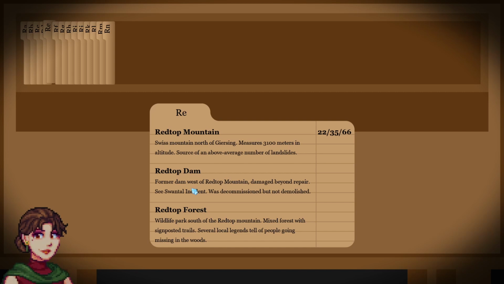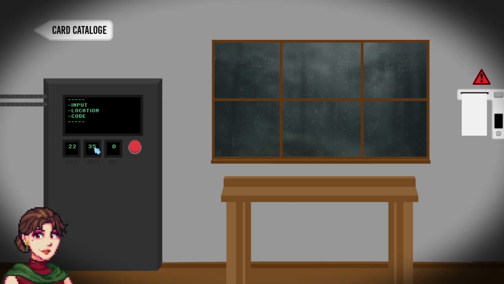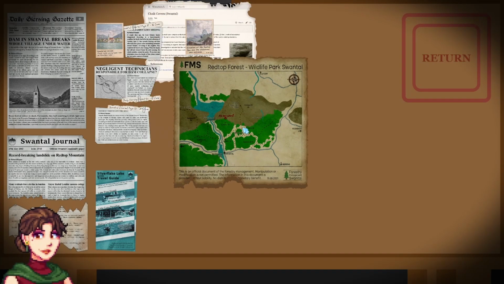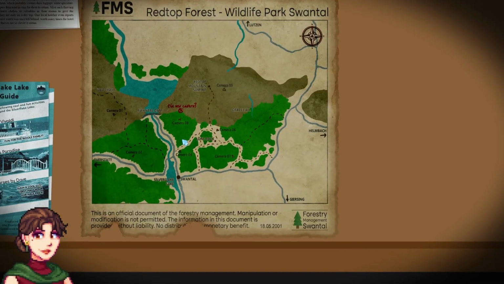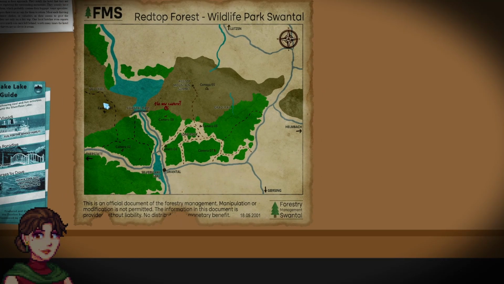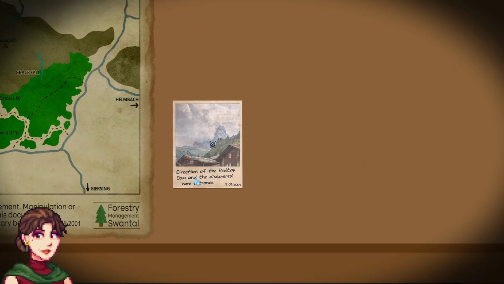I did not read that. Red Top Dam. Okay, 22, 35, 66. Ooh, got a map. That's good. Oh, we got the cameras and stuff. Okay, this helps. New cabin. Okay, someone marked something on there. Got a photo. Direction of the Red Top Dam and the discovered cave entrance.